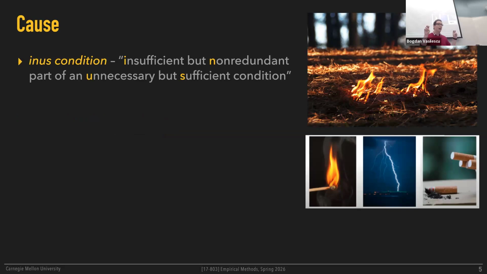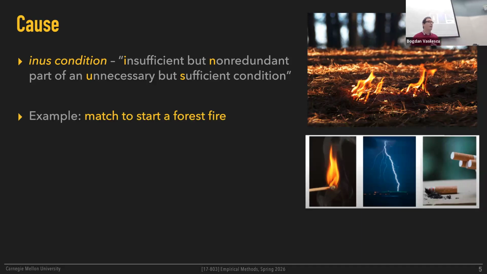A cause is an INUS condition, meaning an insufficient but non-redundant part of an unnecessary but sufficient condition. Now say that three times really quickly. I'm kidding. So let's parse this for a second. Think of the example of lighting a match to start a forest fire. Is this match the cause of the forest fire?